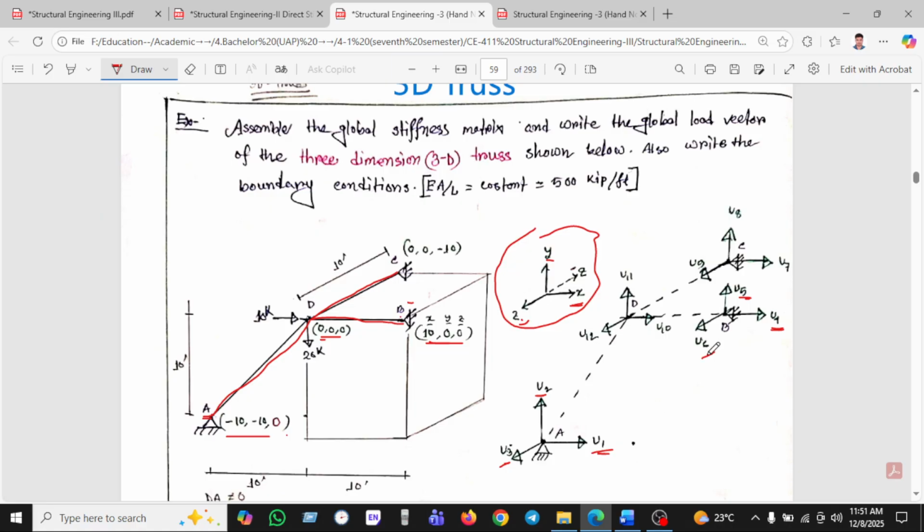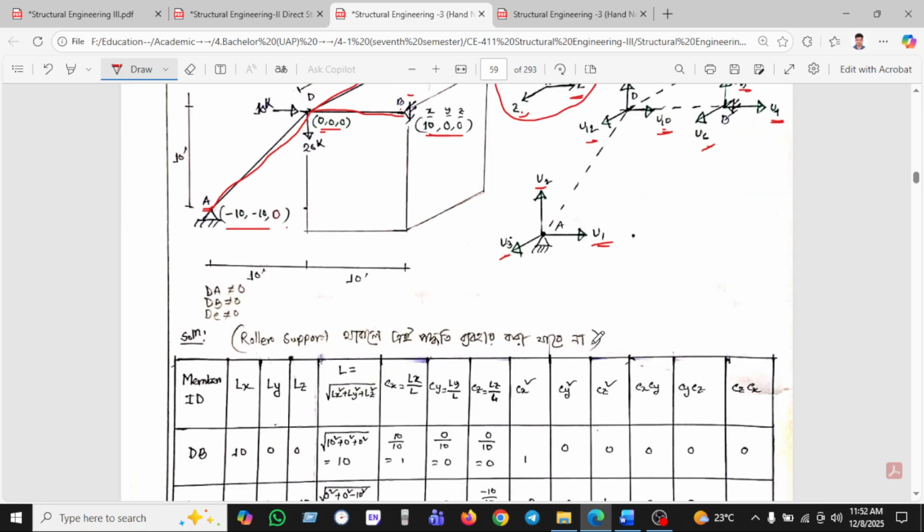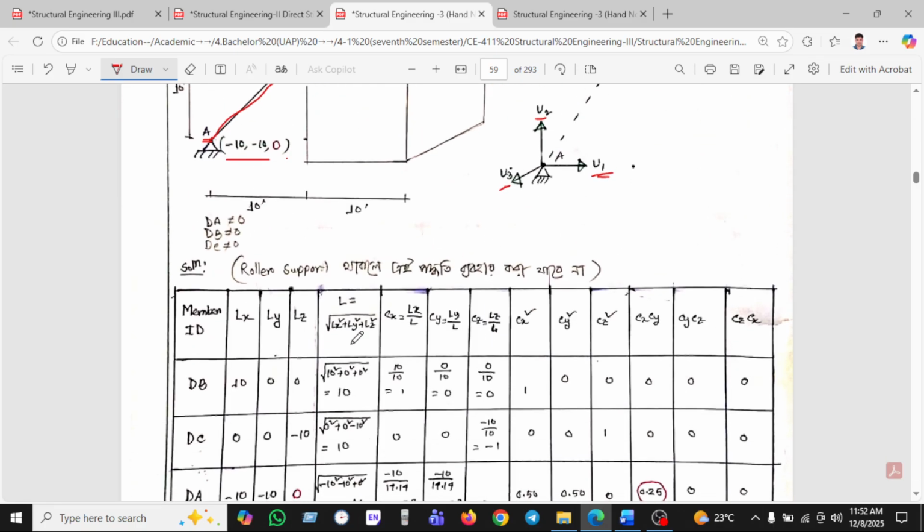In the same way, for point c, we have displacement 7 in the x direction, displacement u8 vertically, and displacement u9 in the z direction. And the last one, u10 is the x axis, u11 is vertical, and u12 is the z direction. Okay, let's use this equation.